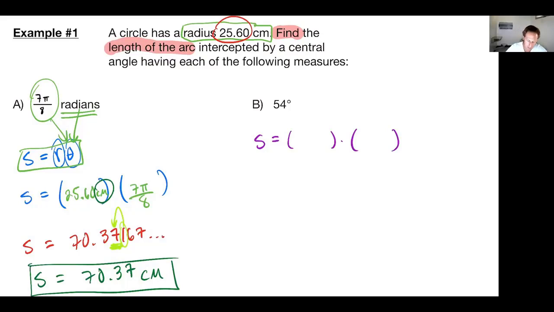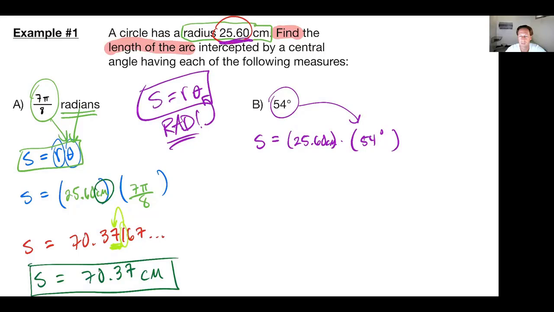Remember, the radius did not change. It's still that 25.6 centimeters. And this time the angle is 54. So what a lot of people will do is they'll just multiply that out. That'll be one of the 4 answers on a multiple choice quiz or test, and they will move on. But remember, this formula only works if your angle is in radians. So make sure that you know there's one extra part to this.